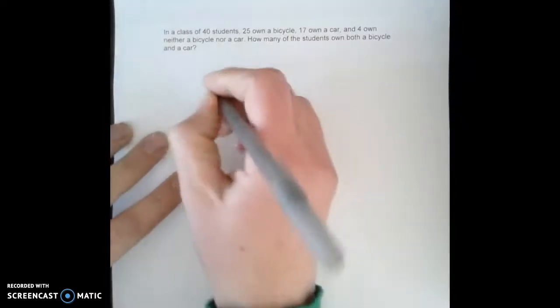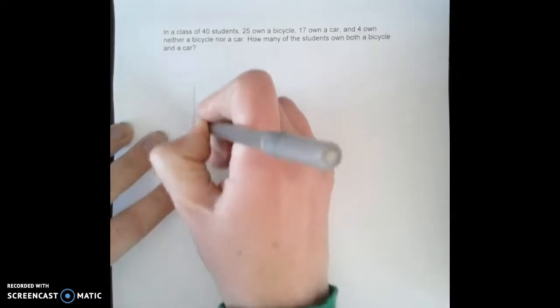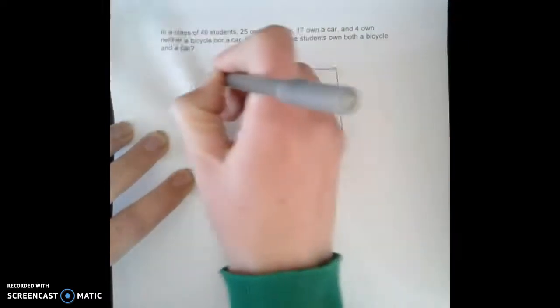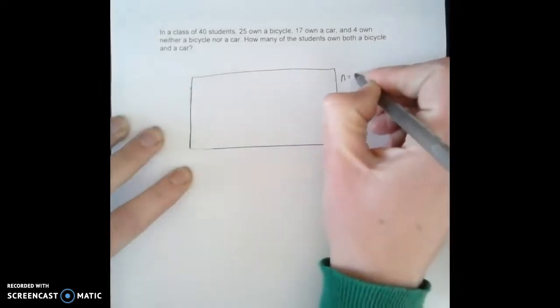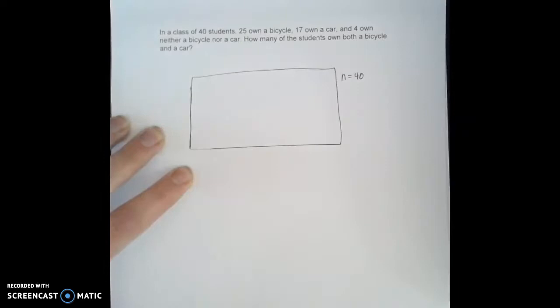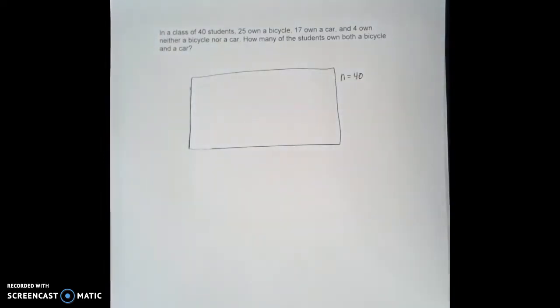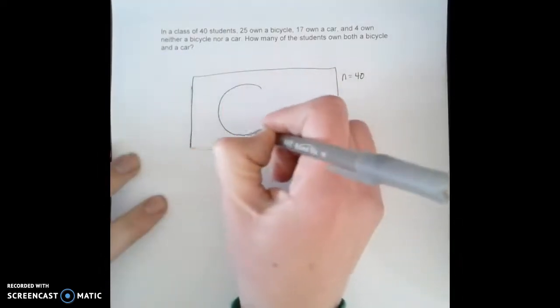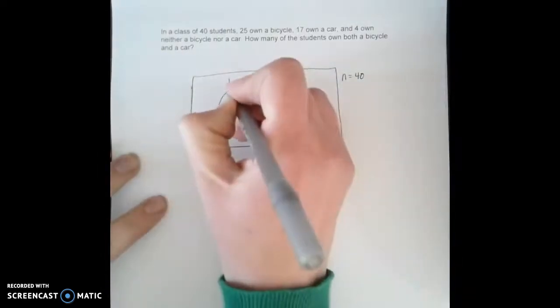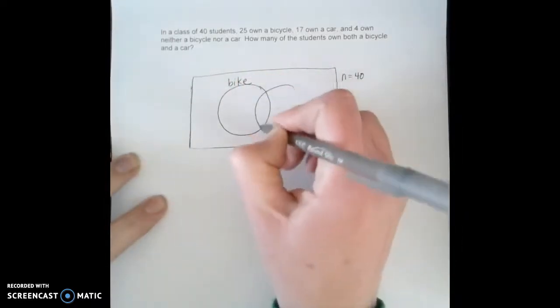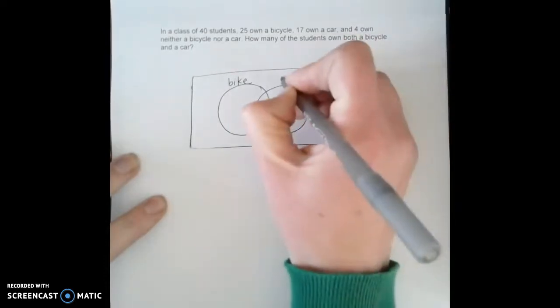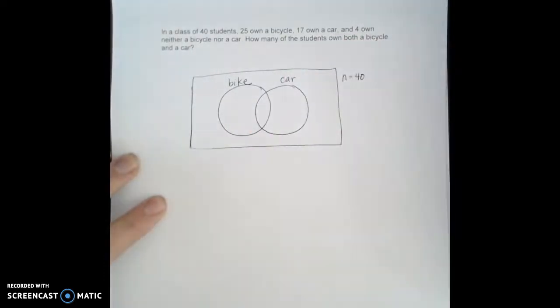Okay, so I'm going to go ahead and set up my Venn diagrams here. I'm going to use a box to represent everything or everyone. So I know that in this box, what I have represented needs to add up to a total of 40 people. Now of these 40 students, we have some that own a bike and some that own a car. And we're going to overlap these because there is some redundancy here. And we have 4 that own neither a bike nor a car.